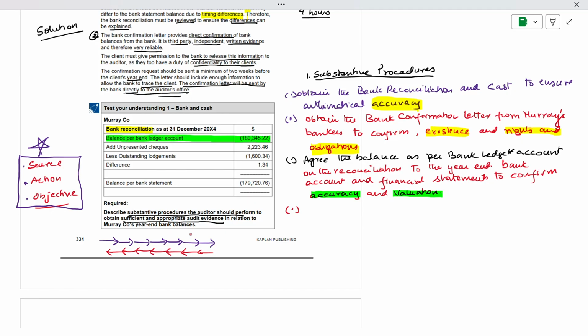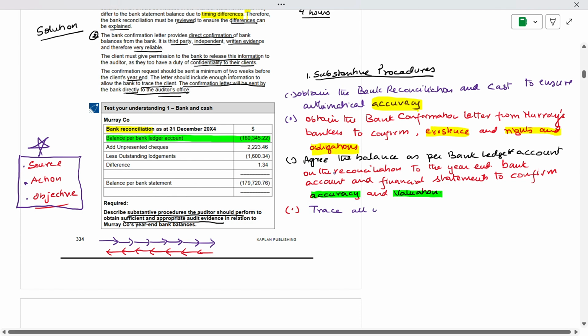I can see in the reconciliation statement there is an unpresented check. So I think we have to trace the unpresented check to see if they are fit to be presented or not. I'm just thinking out loud here. That's what I want. Trace all unpresented checks.